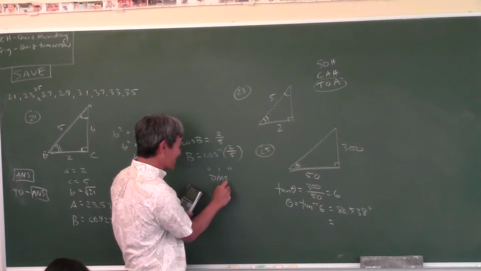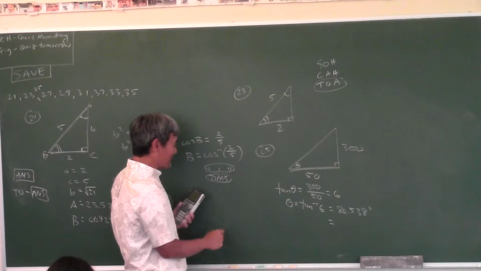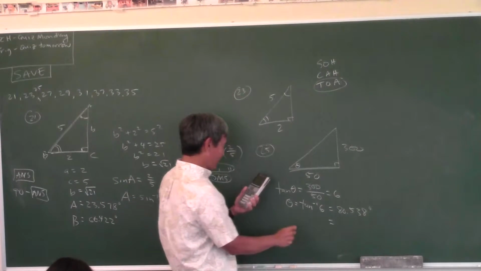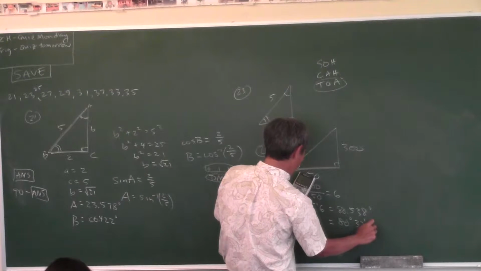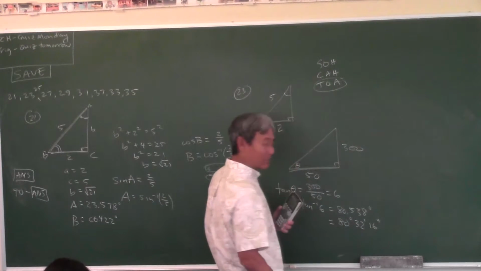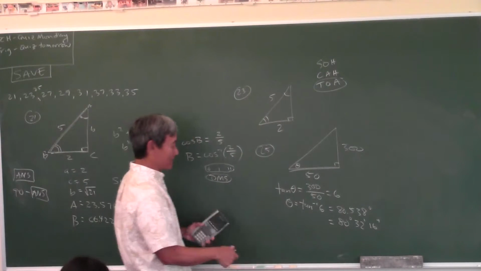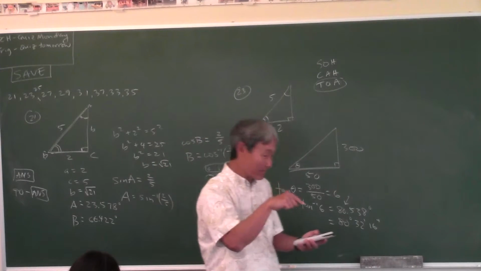Some of you might have this instead. That's degrees, minutes, and seconds. So it's either that button or that button. So I select that, boom, and it converts it for me. 80 degrees, 32 minutes, and 16 seconds if you round it up to the whole second. But you don't have to do that. You can just leave your answer like that, that's fine. Just read what you see on the calculator.